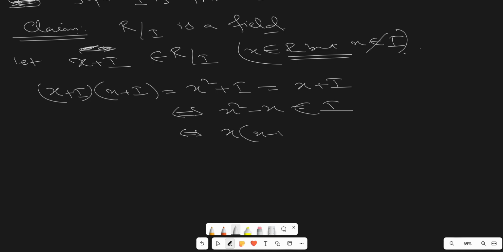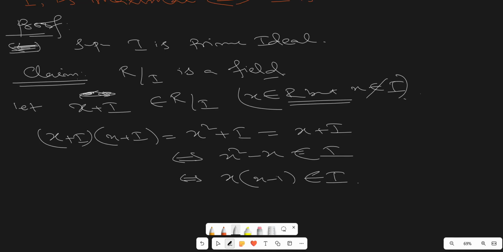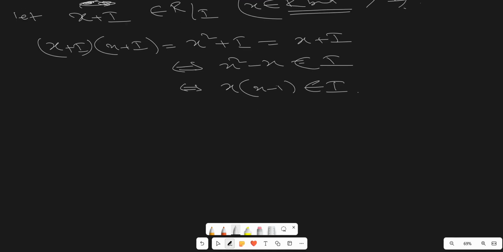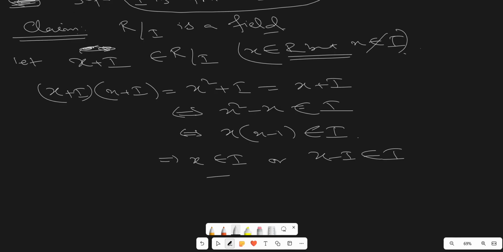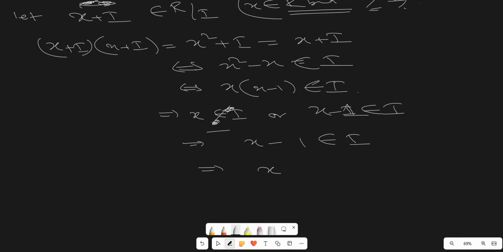This means that x into x minus 1 is inside I. I have assumed that I is a prime ideal. This will definitely imply that either x is inside I or x minus 1 is inside I. But x cannot be inside I, because I have assumed that x is not inside I. So x minus 1 is inside I. This implies that x is inside 1 plus I. So all the cosets are of the form 1 plus I.